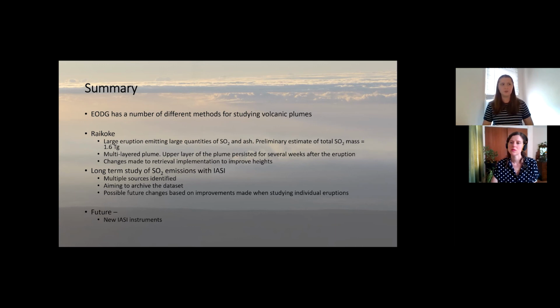I think the new one, which will be over Europe and the Atlantic, isn't going to have the same spectral range as IASI, so we'll have to sort of tailor the retrievals to work for individual parts of the spectrum. So it's quite exciting, but a lot of data.